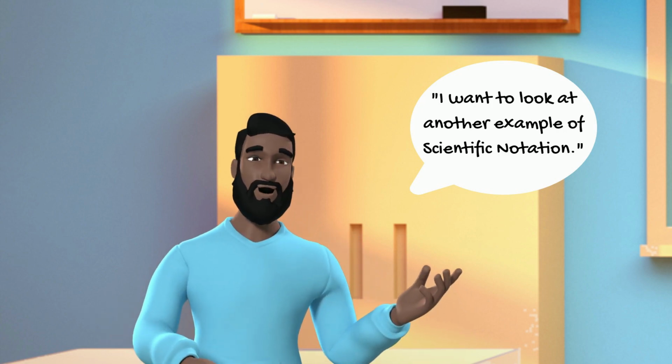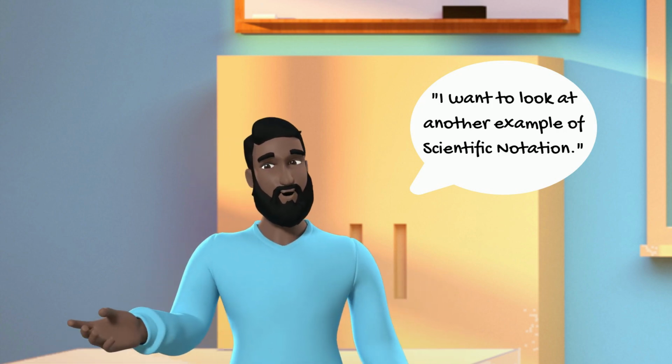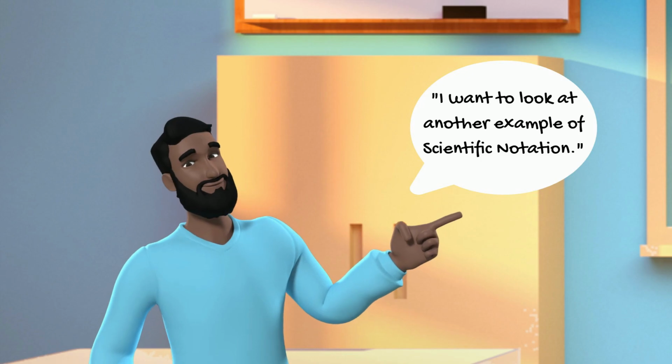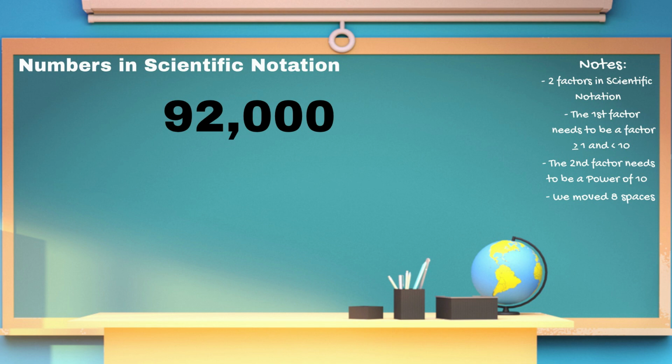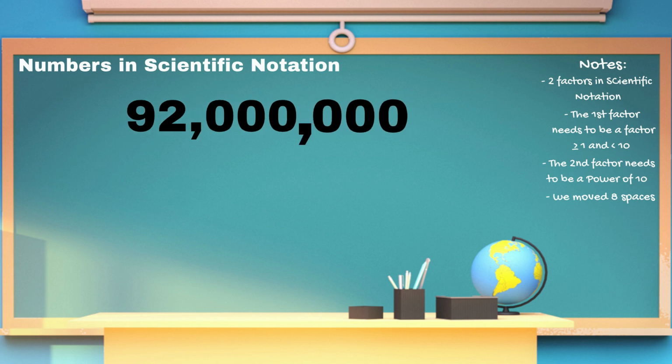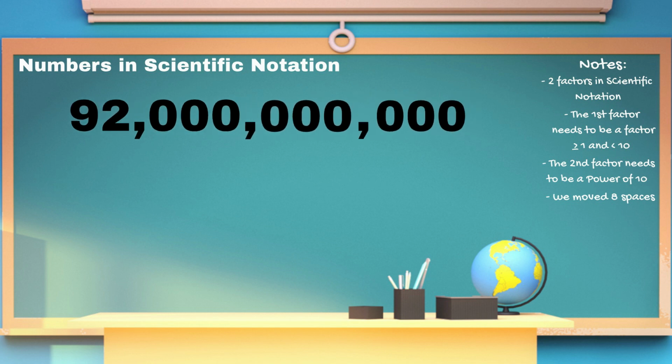I want to look at another example of scientific notation, this time using a large number. So let's take 92,000. Actually, 92 million? Let's add another 3 zeros. 92 billion. This is a very large number. Remember, the first factor has to be a number greater than or equal to 1, and the second factor has to be a power of 10.